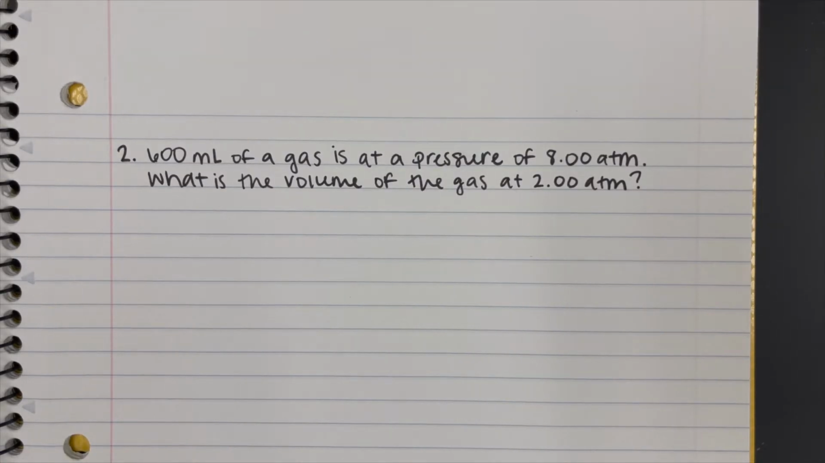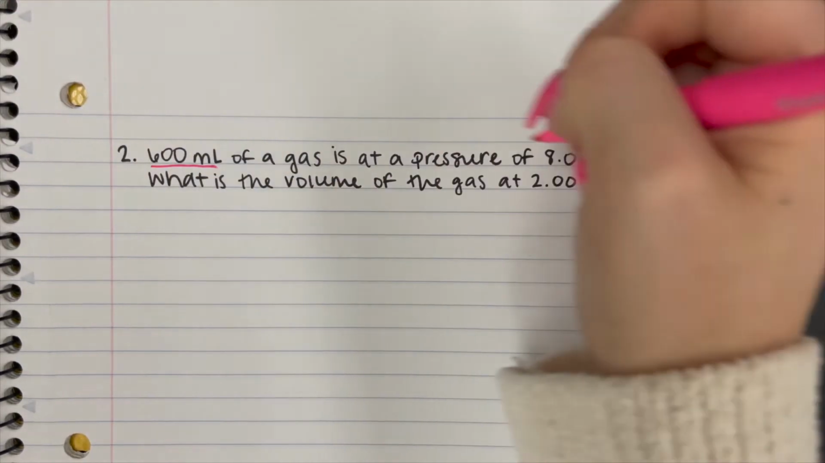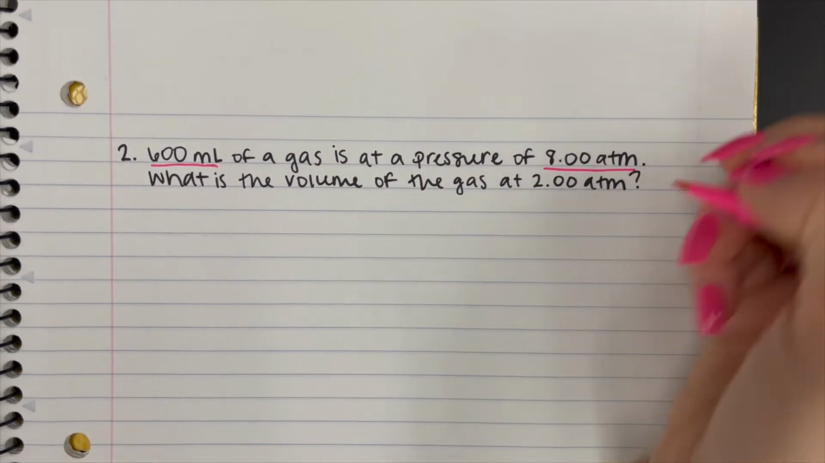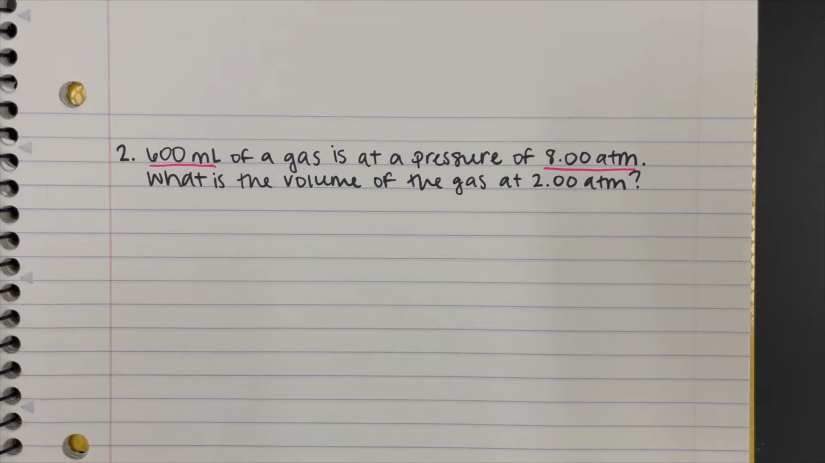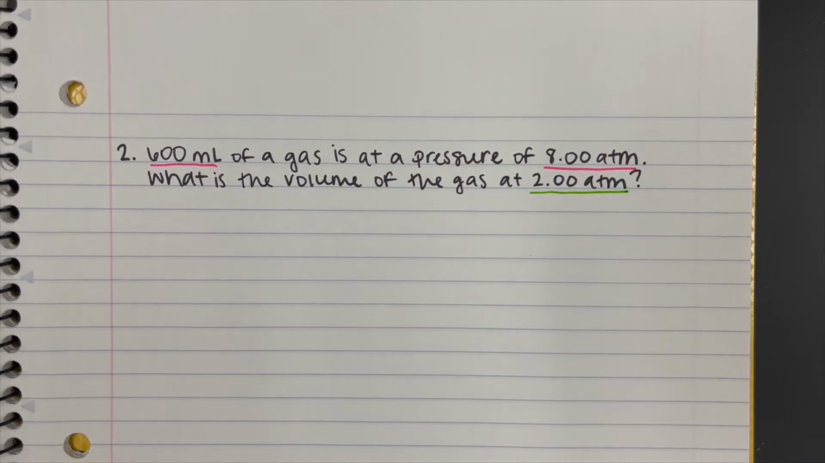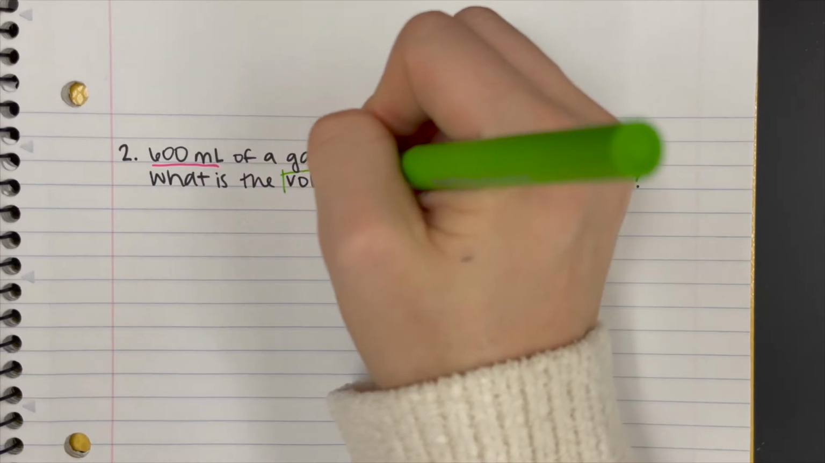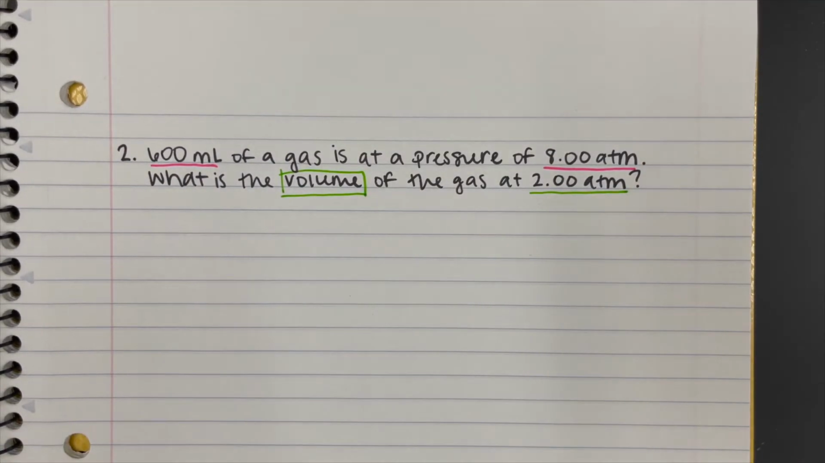Okay, so my second practice problem says 600 milliliters of a gas is at a pressure of 8 atmospheres. What is the volume of the gas at 2 atmospheres? So my gas starts out with 600 milliliters at 8 atmospheres. And then I change the pressure to 2 atmospheres. As a result, the volume is going to change, but I don't know what it is, so that is what I'm looking for.